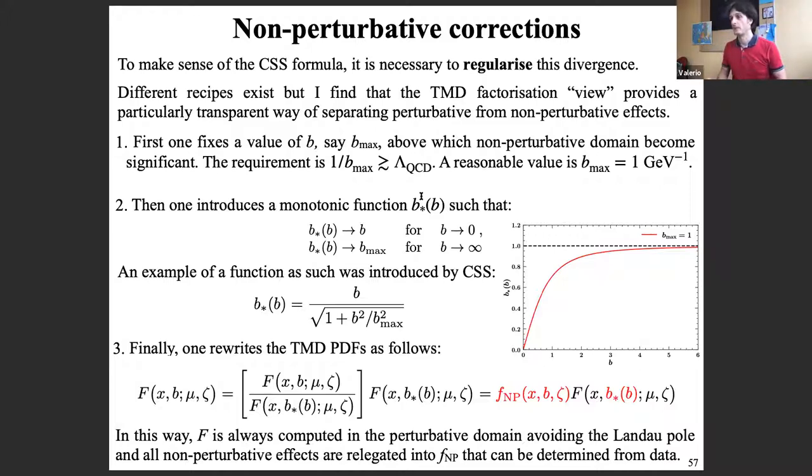First one defines a value of b in impact parameter space, let me call it b max, above which non-perturbative effects become significant. The requirement is that 1 over b max is of the order of lambda QCD, so a reasonable value for b max is 1 GeV to the minus one. Then one introduces a monotonic function that is often called b star. This function has to be such that for small values of b it behaves like b linearly, but when b becomes very large it tends to b max. You see a typical behavior of this b star function in this plot: when b is small it behaves linearly, and when b is large it saturates to b max. This is a typical expression for b star that was introduced back in 1985 by CSS.